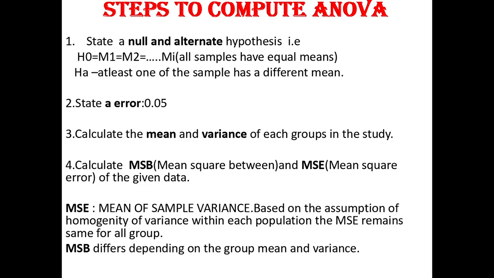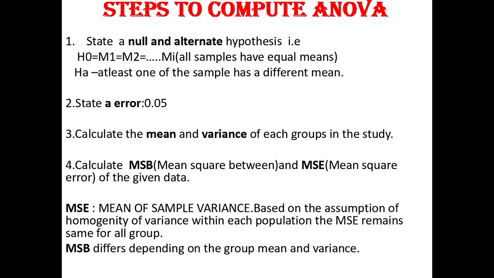Then steps to compute ANOVA. First of all, state a null and alternate hypothesis, that is H0: M1 = M2 = Mi. All samples have equal means. HA, that is alternate hypothesis: at least one of the samples has a different mean. The second step is state an alpha error, that is 0.05. The third step is calculate the mean and variance of each group in the study.